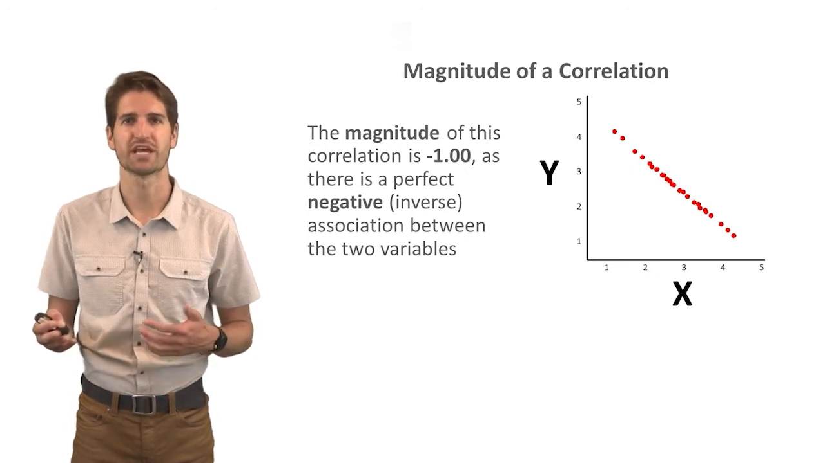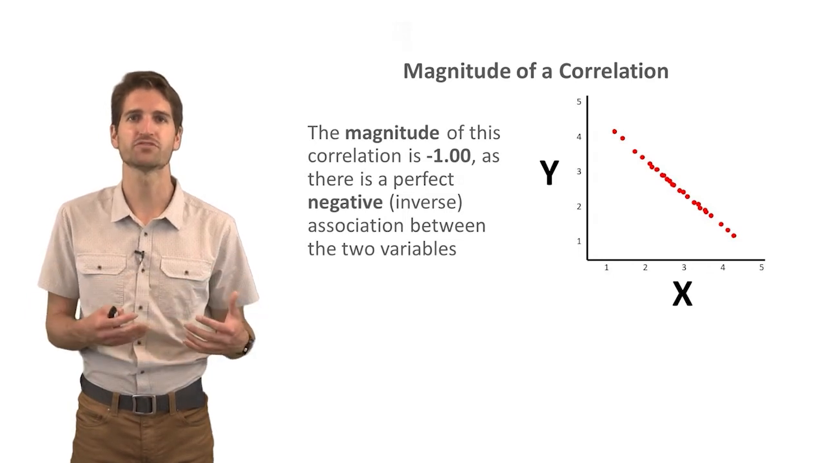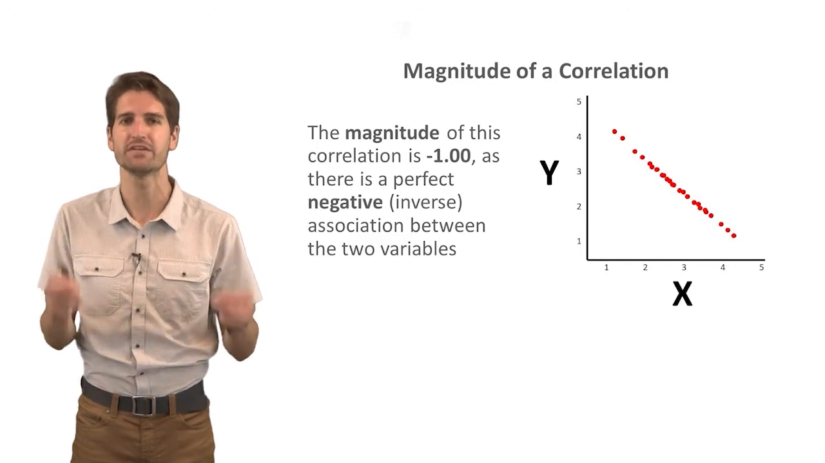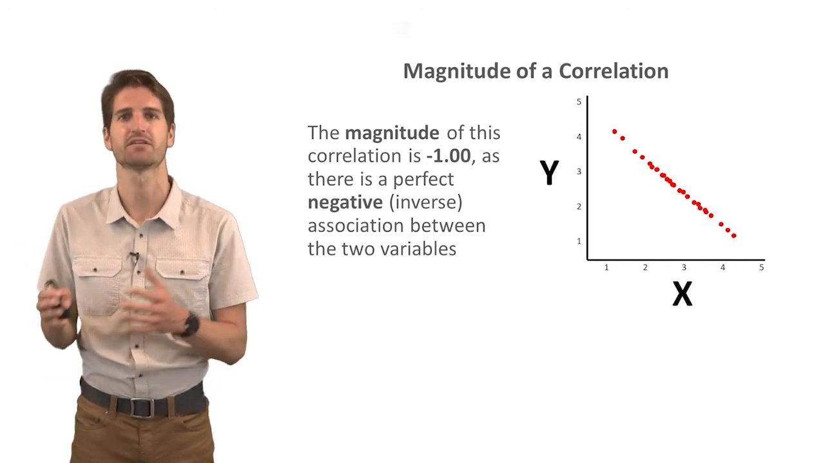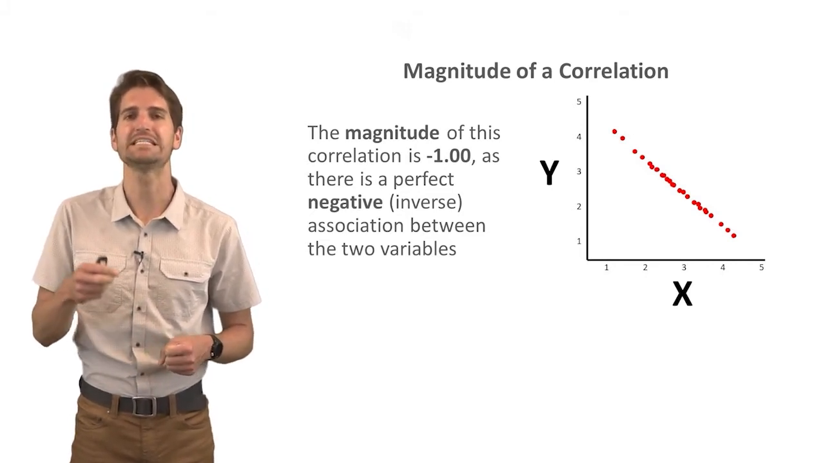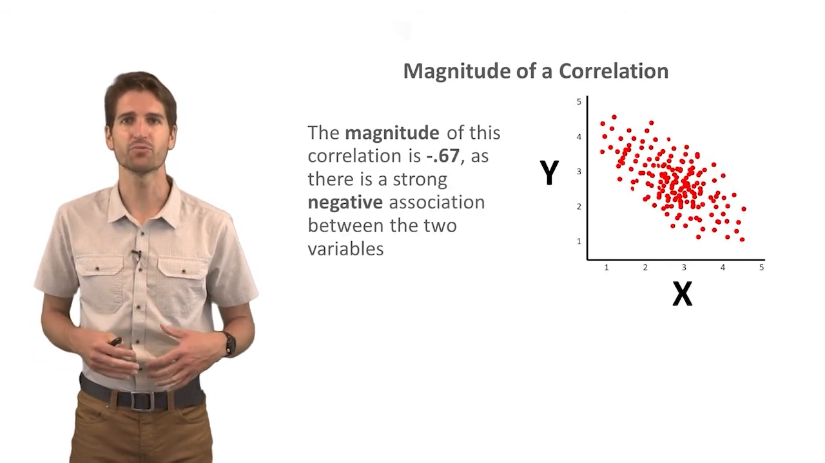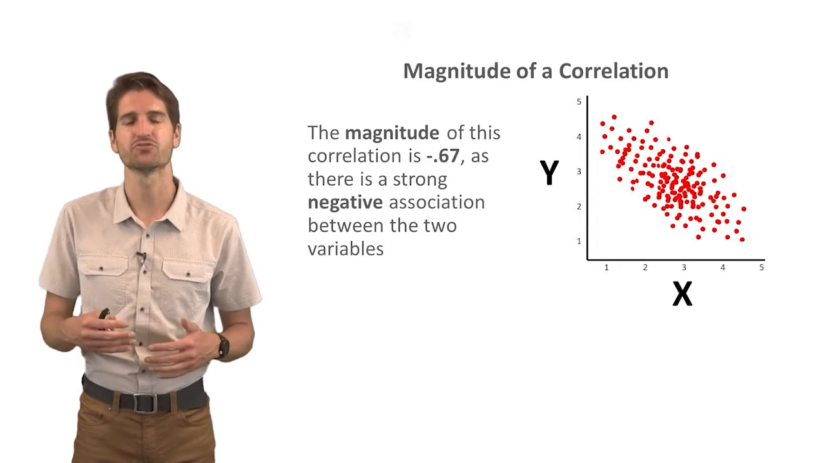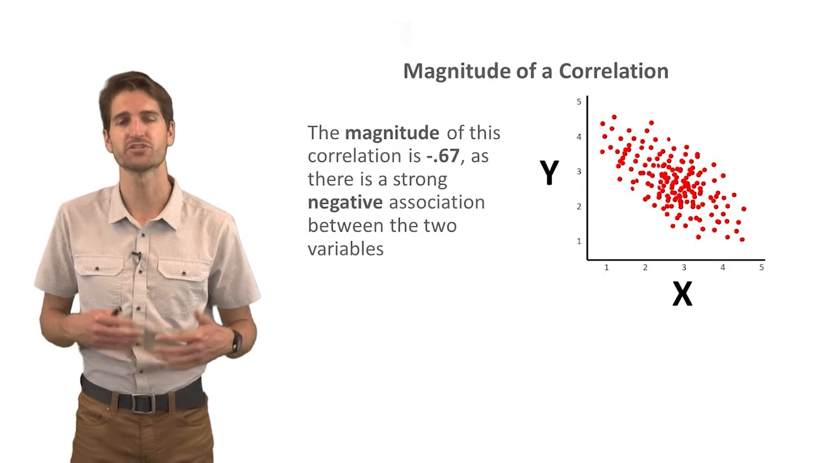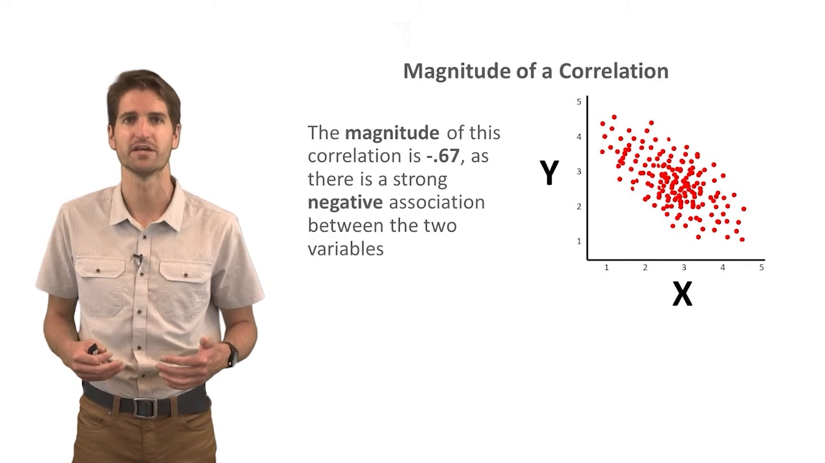So let's start with some examples here to really visualize what this looks like. Here are some more scatter plots. Here the magnitude of this correlation, let's say, is -1.0. This means that there is a perfect negative or inverse association between variable x and variable y. So as variable x increases, variable y decreases in lockstep, or vice versa. Here we see a negative correlation, but the magnitude is less. Instead of being -1, this is -0.67. So it's still a strong negative association, but it's not a perfect association as we saw a moment ago.